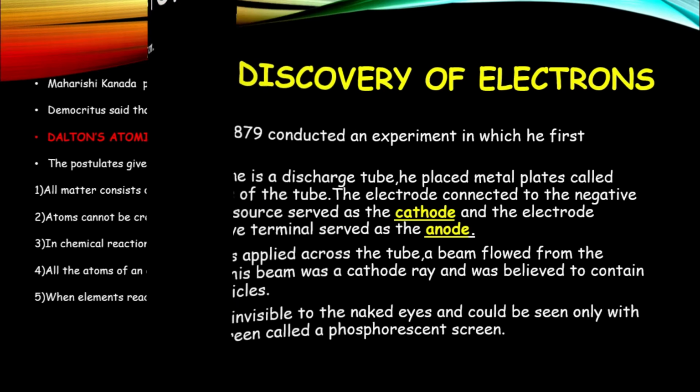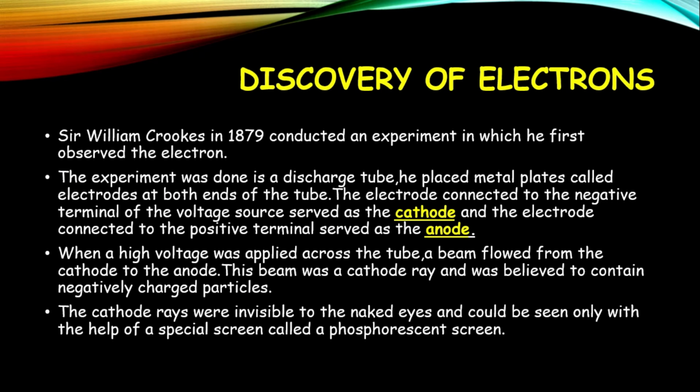Then came the discovery of the electron. In 1879, Sir William Crookes conducted an experiment in which he observed the electron. He performed experiments in a glass tube from which air was removed. It was a vacuum tube, also known as a discharge tube.